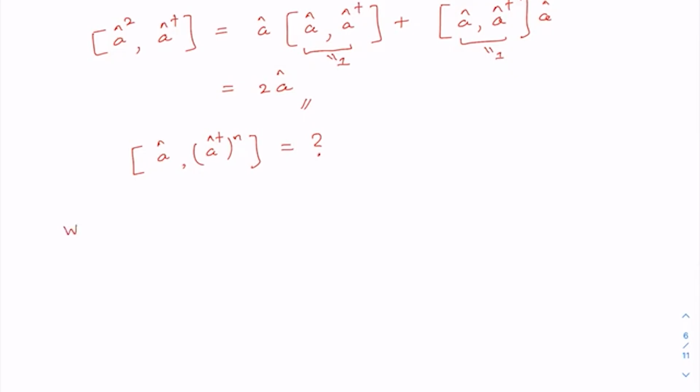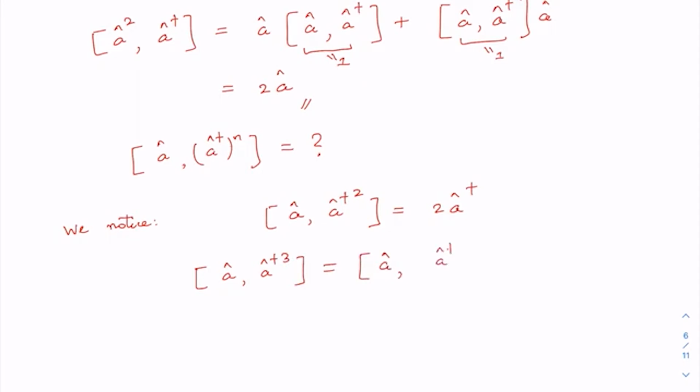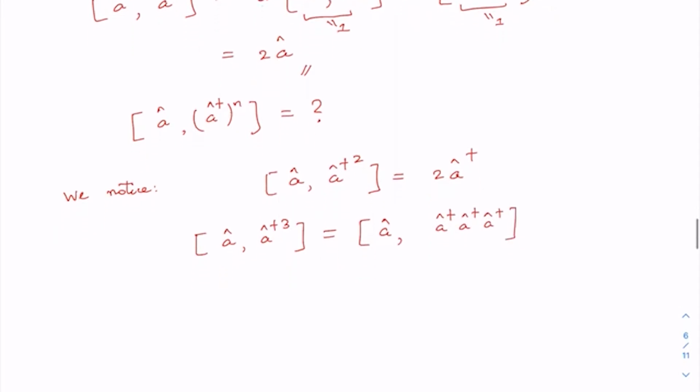First of all, we notice that, which we have already proved, [a, a†] squared is equal to 2a†. Now let us work out [a, a†] cube. This we can write as [a, a† cube]. There are three a† multiplications, and these are operators, so order matters.